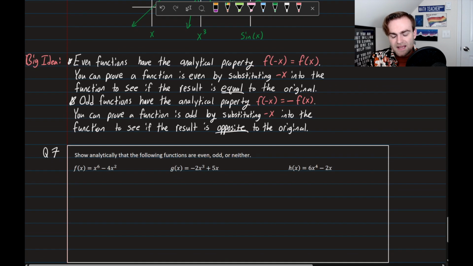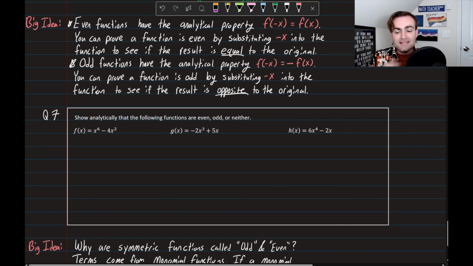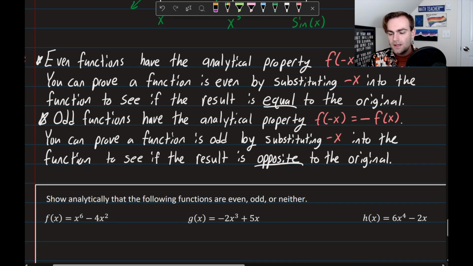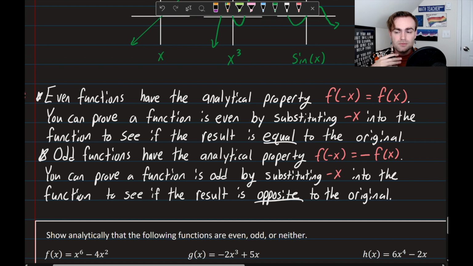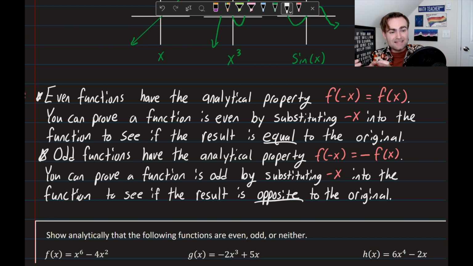So the big idea here is that even functions have an analytical property that helps us with simplifying and proving things later on. They have the property that f of negative x, if I substitute in a negative x, the resulting function is the exact same as I started with. So if I substitute in a negative x and I end up with the exact same function, same signs and everything, then that function is an even function.